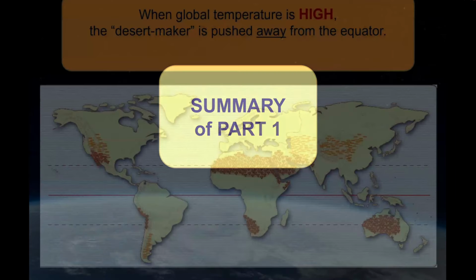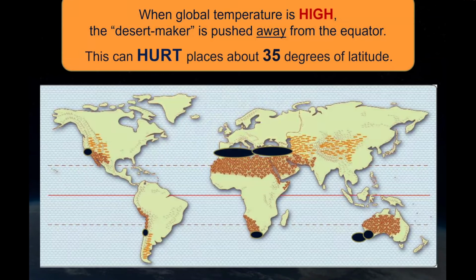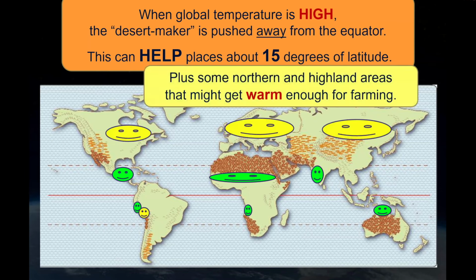So the summary of part one: when the global temperature is high, the desert maker is pushed away from the equator. This hurts places about 35 degrees of latitude toward the west coast. It can help places about 15 degrees of latitude, places like Mesoamerica, like India, like the Peruvian areas, Nazca and Moche, some of these pre-Inca civilizations. And it can help the northern and highland areas that might get warm enough for more profitable farming, like where the Vikings are or where the Mongols were.